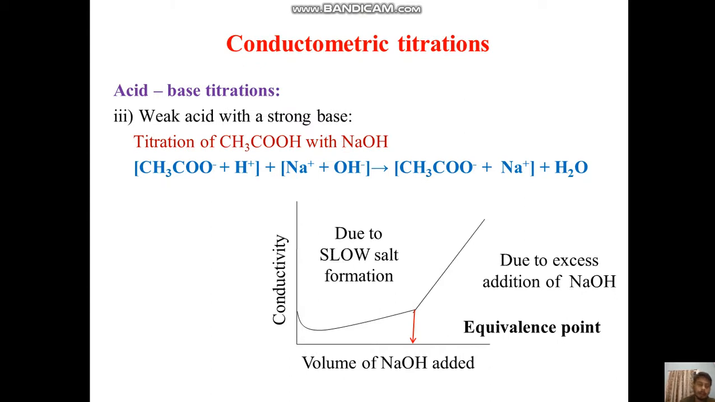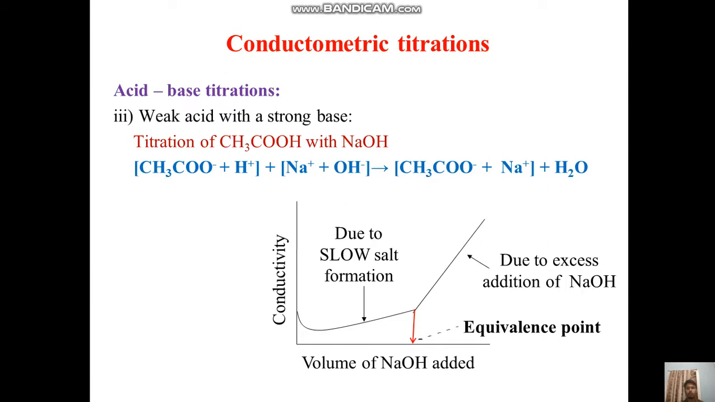After that we have the third acid-base titration, weak acid with strong base. First we had strong acid and strong base, then strong acid with weak base, and now it's weak acid with strong base. Here you can see the reaction, the titration of CH3COOH with NaOH. Due to slow salt formation, the curve is bent here due to excess addition of sodium hydroxide, and ultimately we get the equivalence point and the volume of sodium hydroxide added. Here we can see.